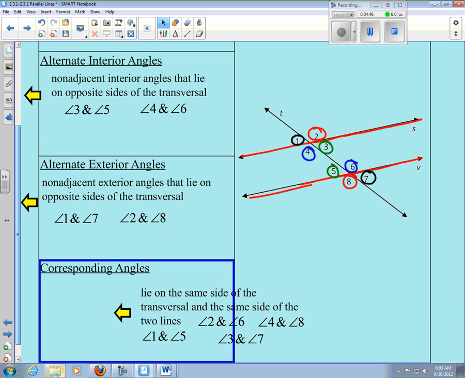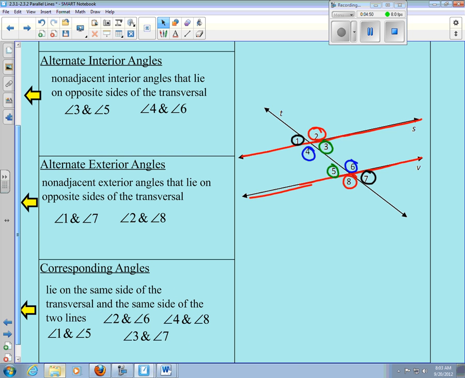Last, we have corresponding angles. Corresponding angles lie on the same side of the transversal and the same side of the two lines. So seeing that, we have 1 and 5, because if I was to take up line V and set it right on top of line S, 1 and 5 would be in the same spot.